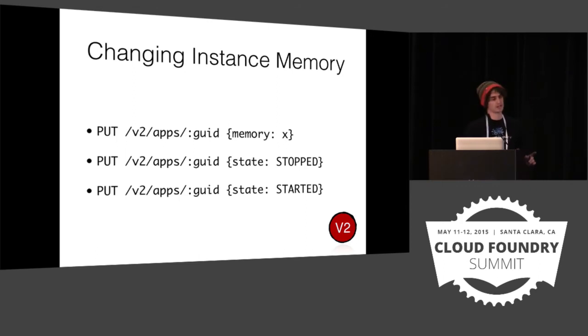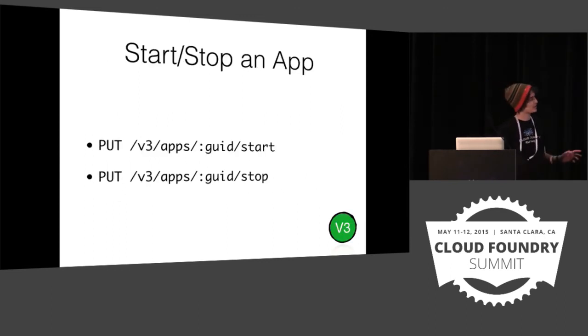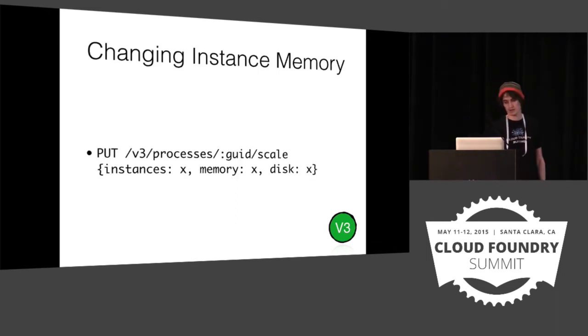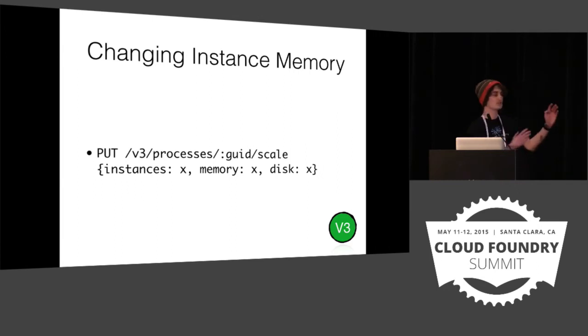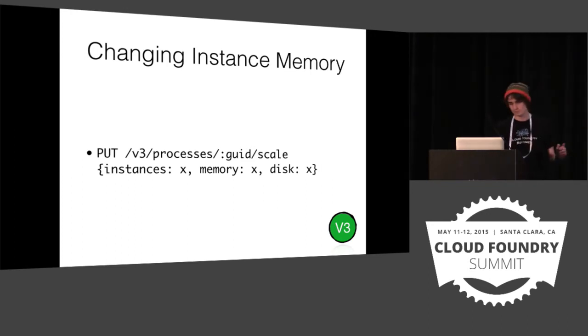And so let's take a look at how you might start an application in V3. You just call the start and stop endpoints off of the app. What about scaling? Same thing. You just call the scale endpoint. You provide instances, memory, disk. This endpoint then takes care of the hidden complexity so that you don't need to know the internals of Cloud Foundry in order to actually do what you want. You just call these actions through our API.